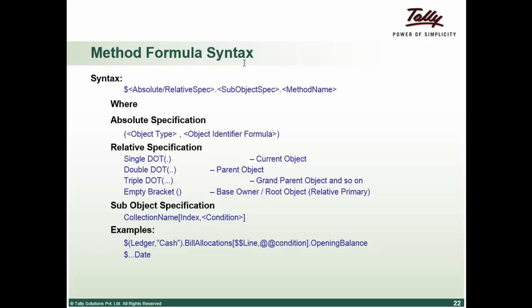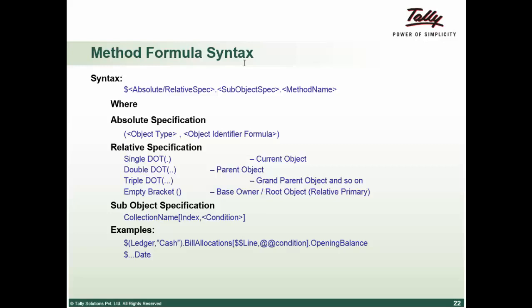In case you want to go directly to the base owner, you can give dots from the current level, and you can go upwards in the ladder. And if you know that it is the base owner, you can directly provide empty brackets. Please note, empty brackets is without the space. It's open parenthesis, close parenthesis without a space. So that will identify that you need to go to the base owner.